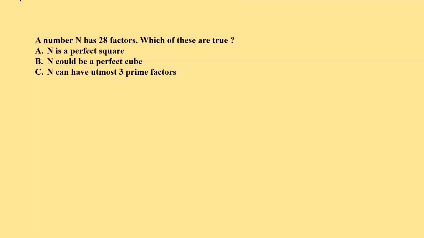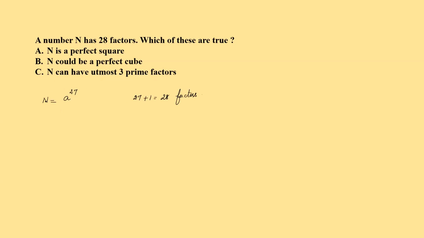Okay, so let's have a look at this particular question. See, a number n has 28 factors. Which of these are true? So if a number has 28 factors, can I say that the number could have been in the format a to the power 27? If the number is in the format a to the power 27, then I could have said that the number of factors is going to be 27 plus 1, that's going to be 28 factors. But if I ask you, is this the only possibility? Then no, this is not the only possibility.